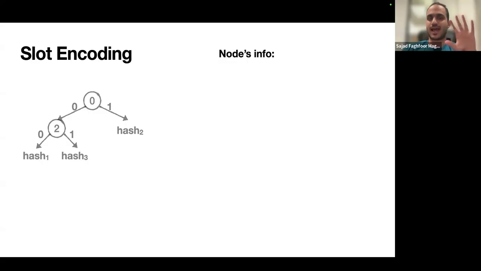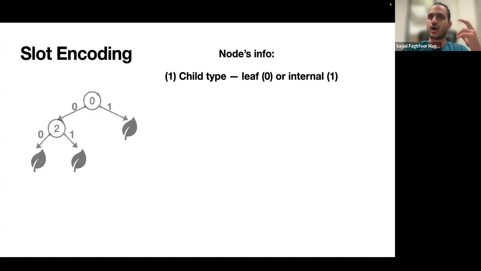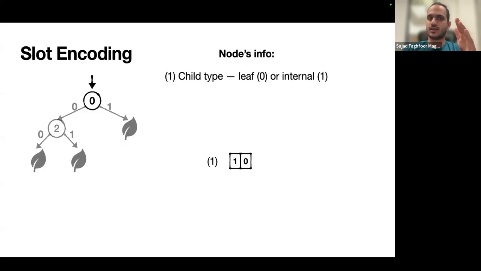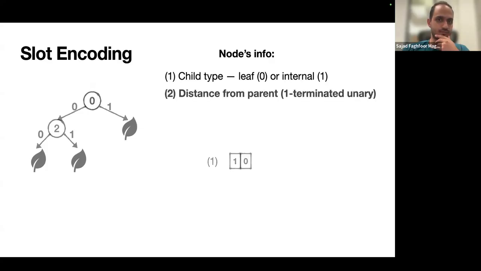So now the question is, how can we encode this as succinctly as possible? Each node has 2 pieces of information. The first piece is the child type of each node, and we denote leaves with 0 and internal nodes with 1. So for example, for the root node on the left side, we say it's an internal node. On the right side, it's a leaf node. We denote it with 1, 0.